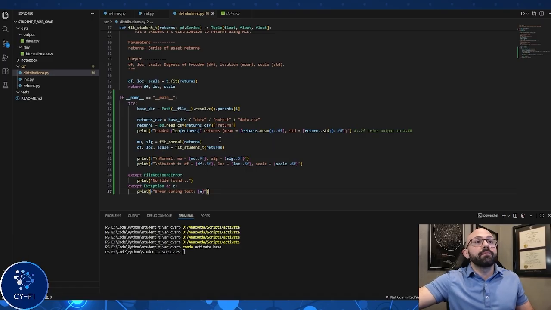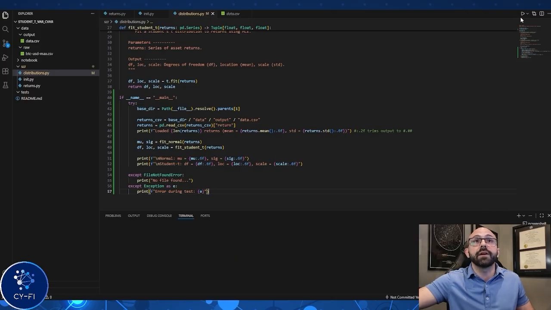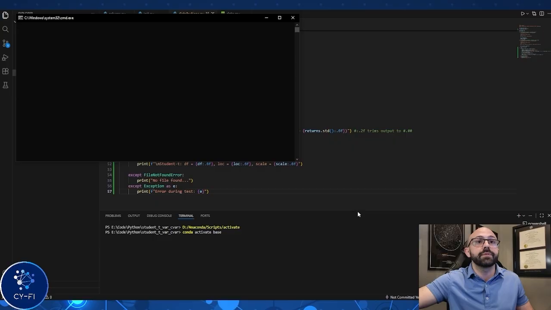Alright, so now in our main, what we do is read in those log returns and print out some summary statistics like the length, mean, and standard deviation. We then fit those log returns to the normal distribution and the student t distribution and print out the summary stats for each of the models. Let's go ahead and run the code now and take a look at the variables that we get.